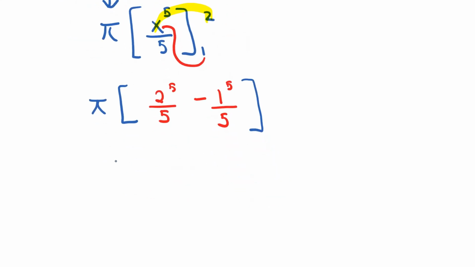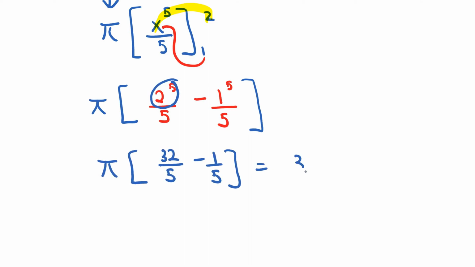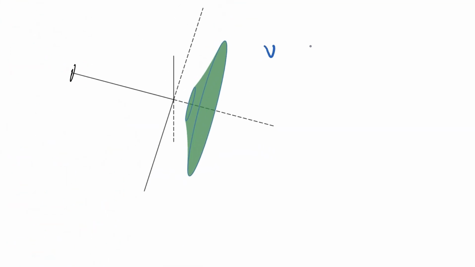And then from there, let's evaluate this. This is going to be pi times 2 to the power of 5, which is 32 divided by 5, minus 1 over 5. And the final answer here will be 31 divided by 5 times pi. So that's my volume of the entire object that was generated by rotating y equals x squared over the x-axis. So if I go back to some of these 3D visuals, the volume of this shape is going to be 31 over 5 pi.